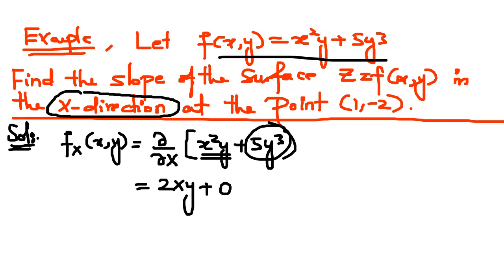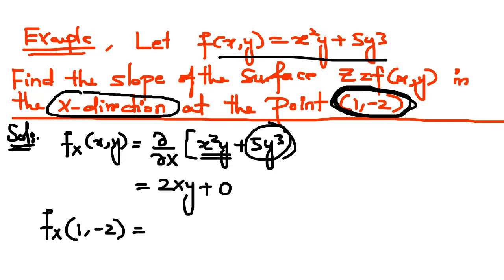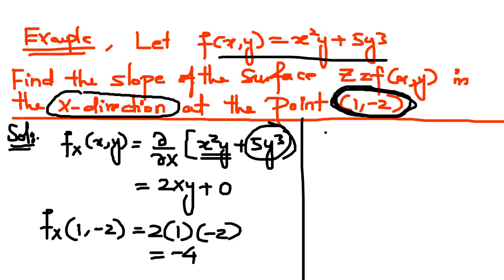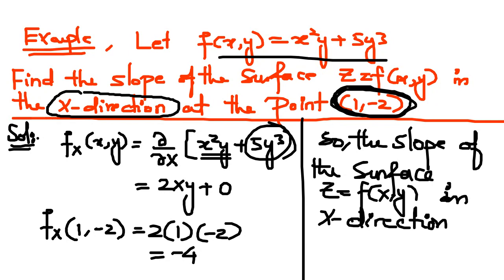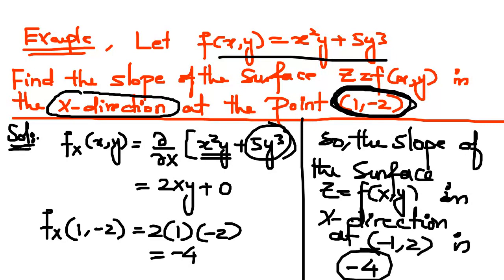Now you have to find the surface slope at this point. So the derivative at 1 and minus 2 will become 2 into 1 into minus 2, that is equal to minus 4. So the slope of the surface z is equal to f of xy in the x direction at 1 and minus 2 is minus 4. So this is the slope.